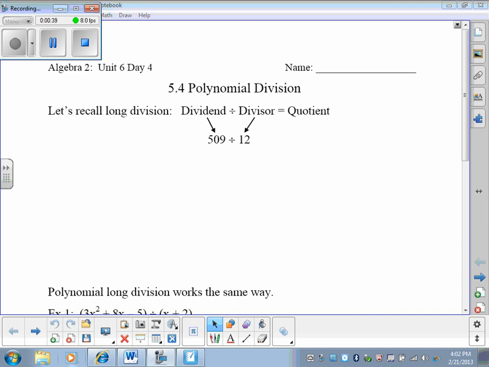Tomorrow we're going to be practicing this, so it's important that you really go through these notes carefully. Okay, so let's get started.